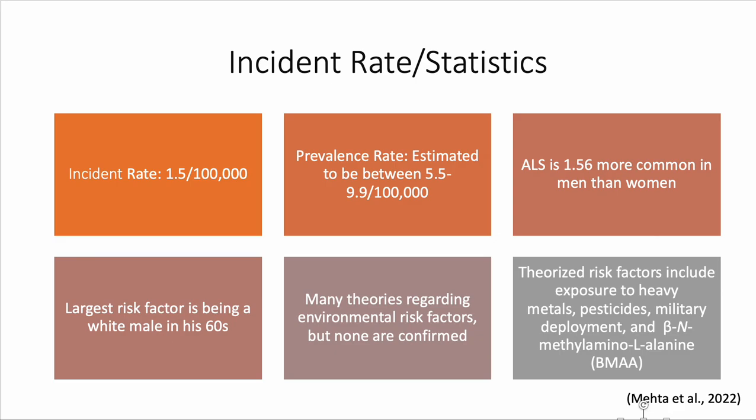There are a lot of theories regarding why people develop ALS, but there's no proven reason. Some of these theories regarding the environmental risk factors include exposure to heavy metals, pesticides, military deployment, or BMAA. I'm not going to try and pronounce that. This would make sense for males developing it. The majority of people who have military deployment are males, and historically, industrial jobs with exposure to heavy metals have been male dominated. And then agriculture as well.